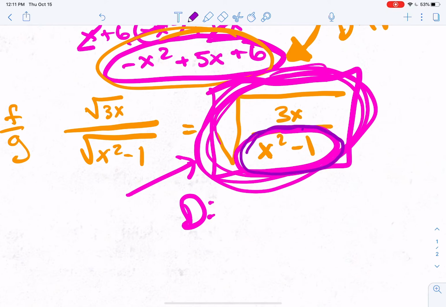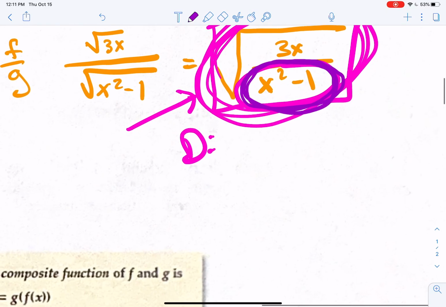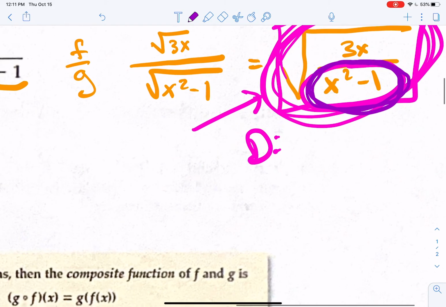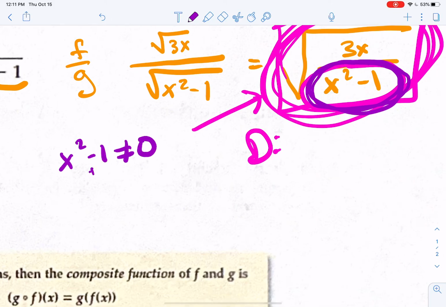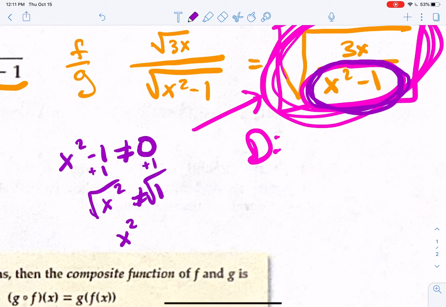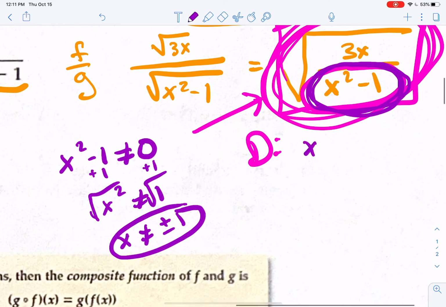We know that this number down here, whatever that is, cannot be equal to 0. So I know for sure that x squared minus 1 cannot be equal to 0, because that would give me 0 in the bottom. So I just solve it from there. x squared can't be equal to 1, and if I take the square root of 1, the square root of 1 is plus and minus 1. So I know that for my domain, x cannot be plus or minus 1.